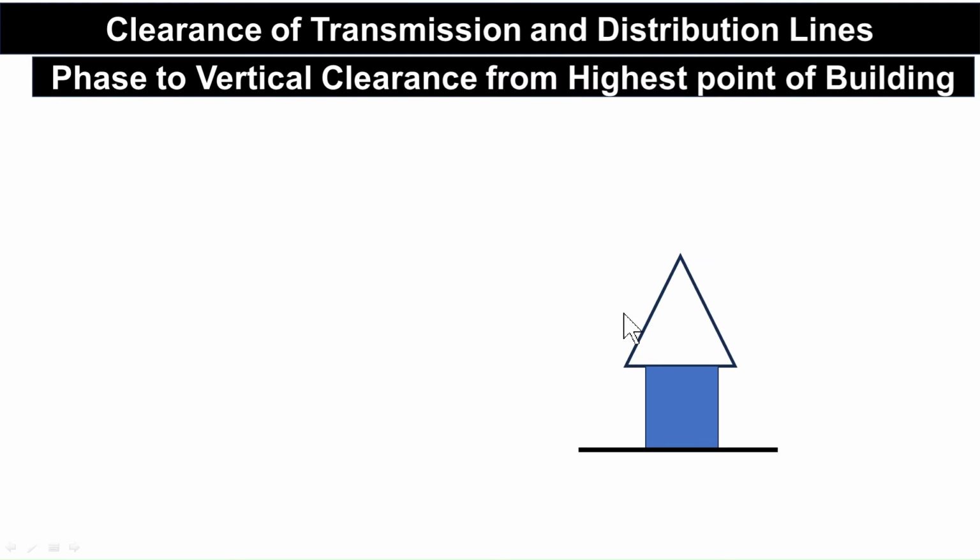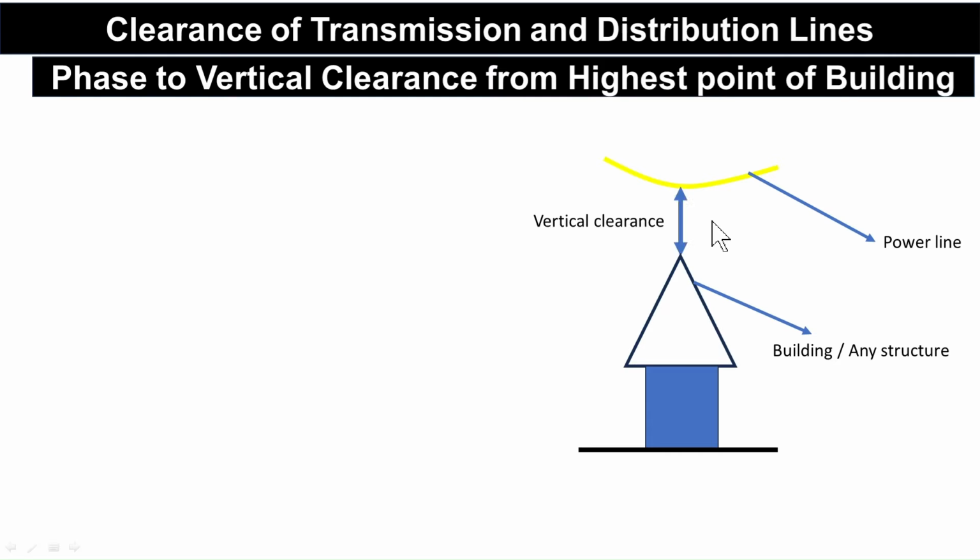This is the building or any structure, and this is the highest point of the structure. This is the power line passing above the structure or a building, and this is the vertical clearance between the power line and the building. What should be the minimum vertical clearance between the highest point of the building and the power line passing above the structure, so that the power line does not affect the structure or a person living in the building?